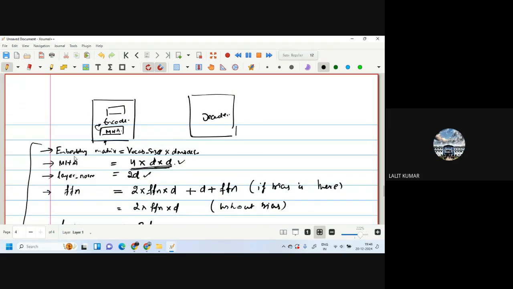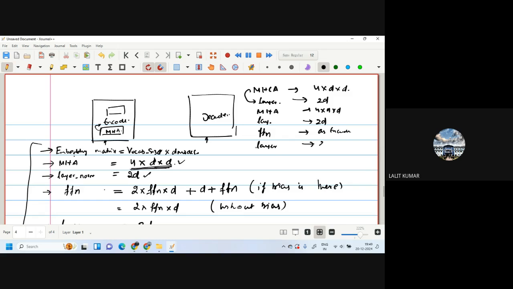Now we come to the decoder. Remember, everything is the same except two things. We start from here. So we get MHCA first. MHCA has got 4 into D into D. Then after MHCA we apply layer norm, so it is 2D. Then we go to MHA, which is 4 into D into D. Then again we apply layer norm here, 2D. Then we go to FFN. The formula remains the same as the encoder FFN. And then again we apply layer norm, so this is also 2D.